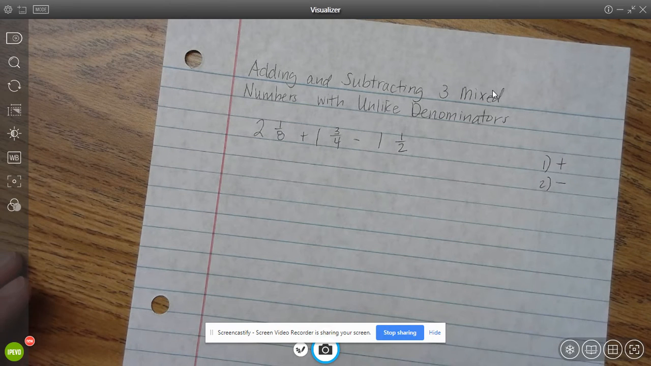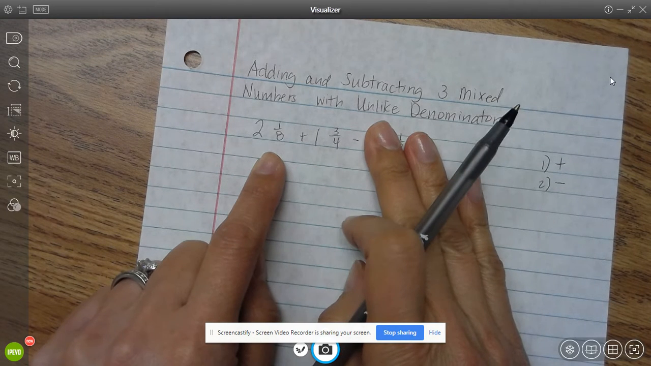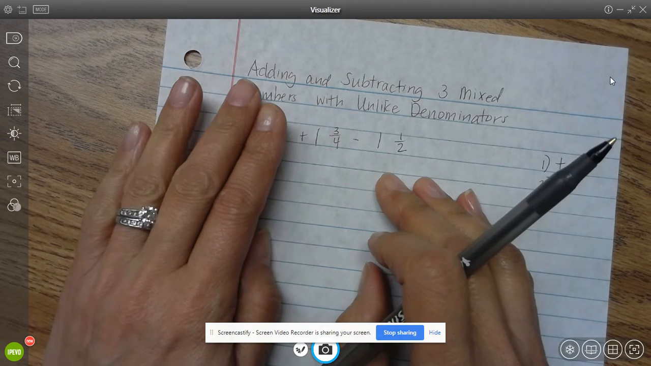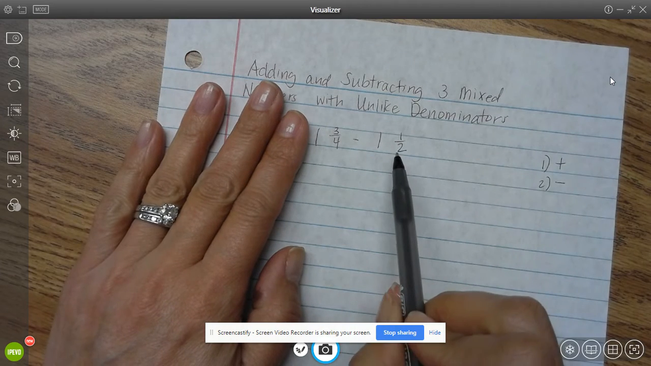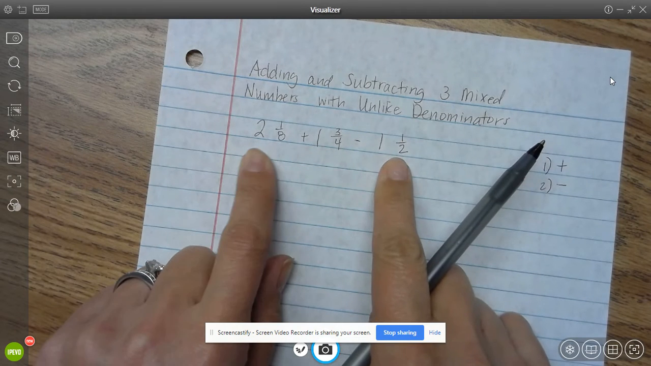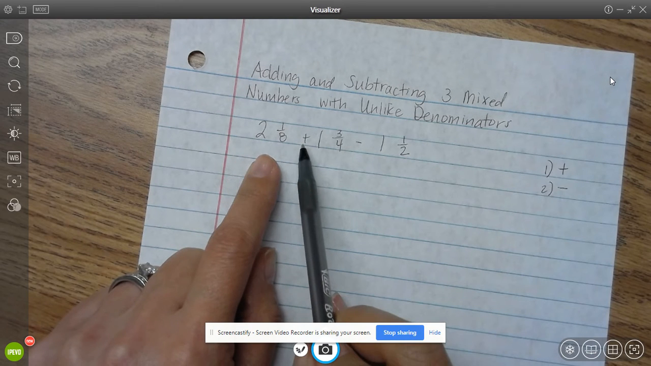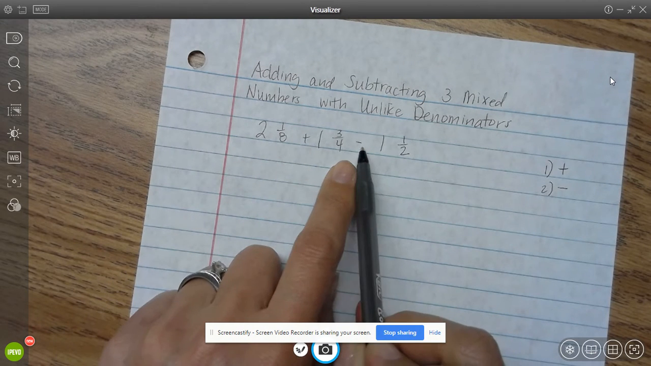Friends, today we're going to be talking about adding and subtracting three mixed numbers with unlike denominators. We have been adding two mixed numbers together, or subtracting two mixed numbers. But today you're going to have three different addends to contend with. Now this particular problem has two operations. I see adding and I also see subtracting.